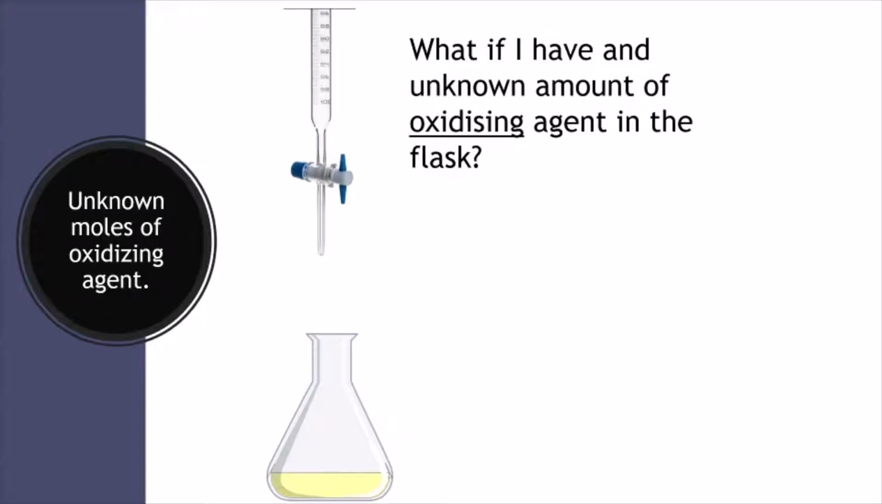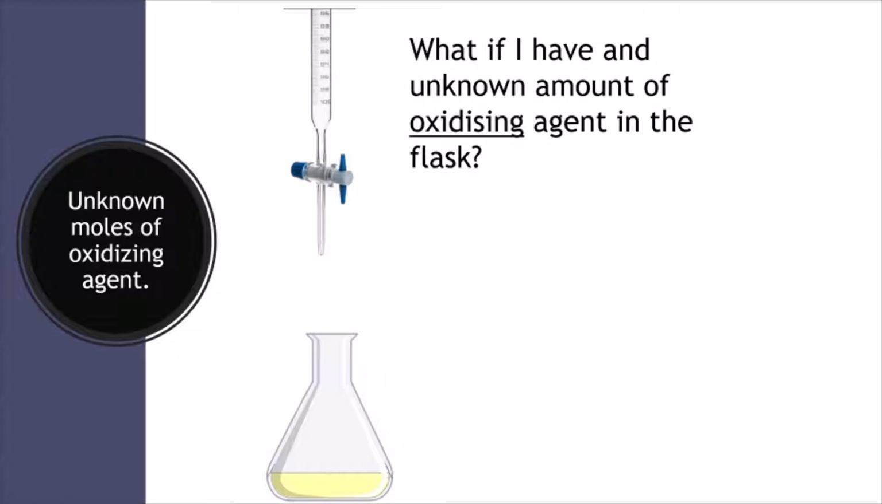Right, let's have a look at part 2 then. So this is slightly more complicated. Again, I'm thinking about the OCR chemistry A spec here. So last time in part 1 I was looking at, well, what if you've got an unknown mole of reducing agent in your flask and you want to find out how many moles of reducing agent are in there, and that was relatively straightforward. You titrate with potassium permanganate or manganate 7 ions.